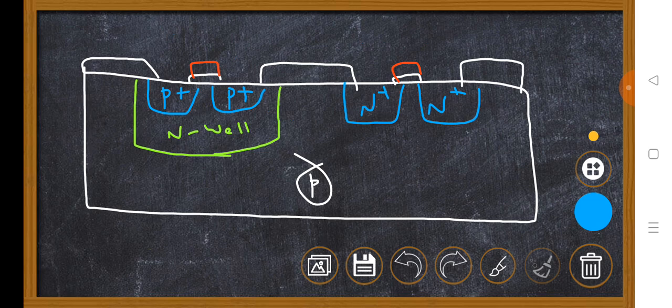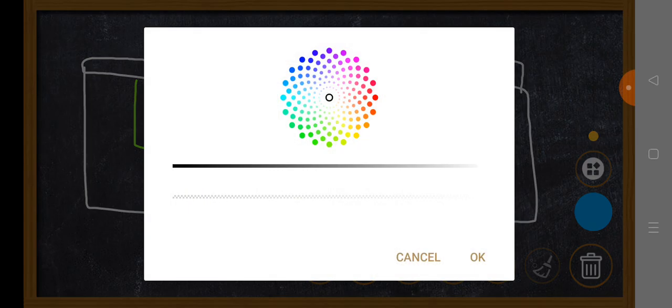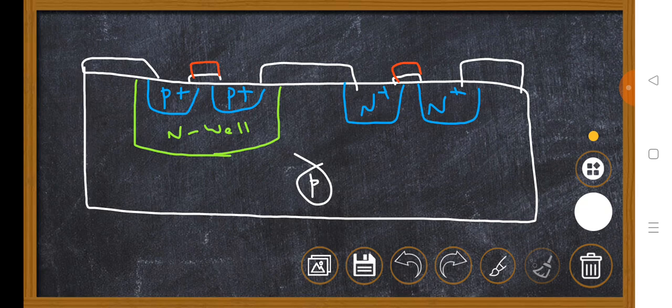Is it clear? Now after diffusion, what is the next step? Anybody from the class? Absolutely, creating contact cuts. We have to create contact cuts like this. Once again, we have to grow thick oxide here and here.